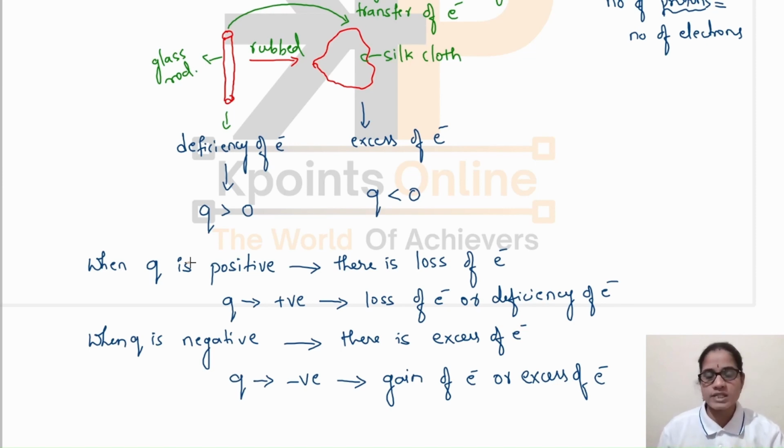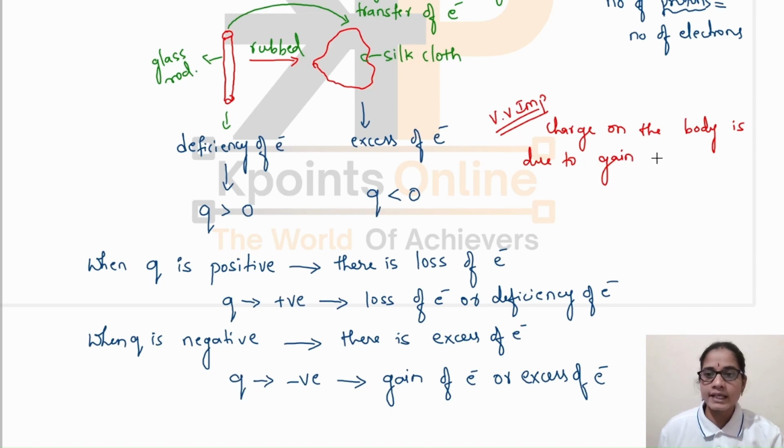So now we have understood that whenever the body is charged, it is either gaining electrons or losing electrons. You have to remember that the body will be charged only when there is either gain of electrons or loss of electrons. One very important thing to remember here is that the charge on the body is due to gain or loss of electrons.